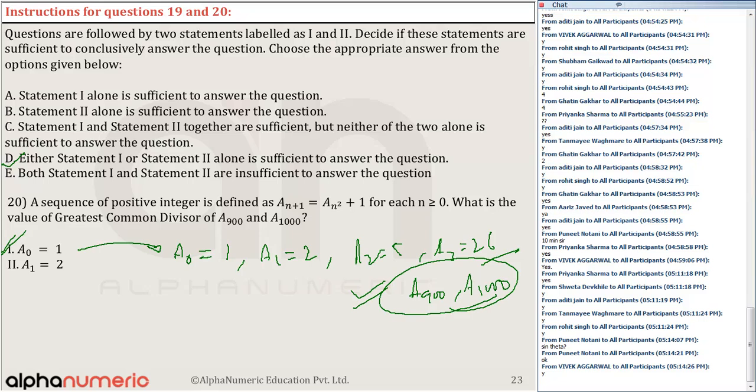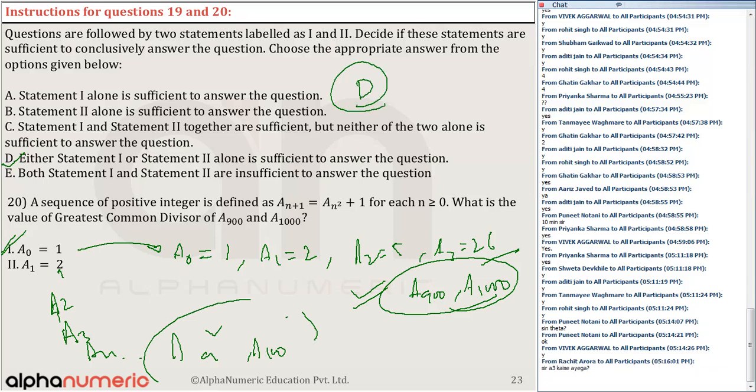Similarly, statement number 2 is also sufficient. We know the value of A1 is equal to 2. So if A1 is known, A2 will come. If A2 is known, we can find out A3, we can find out A4 and so on, till we can find out A900 as well as A1000. And once I know A900 and A1000, we can find out the HCF of these two numbers also. So that's why the answer is D.